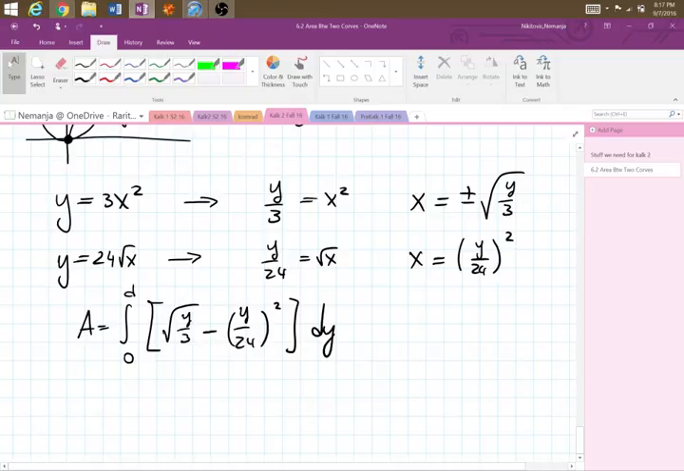To find d, since we know that x is 4, we can quickly find d just by cheating. So d is, I don't know, 3 times 4 squared. You can use the 24 root x, doesn't matter. So 48.